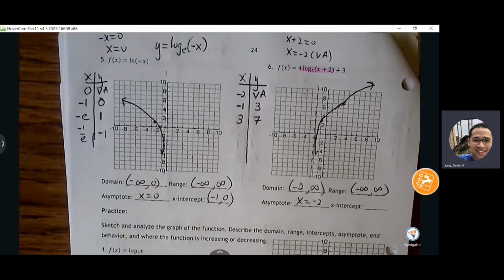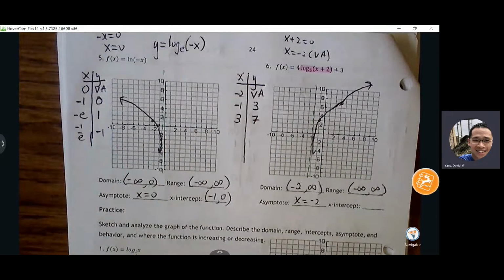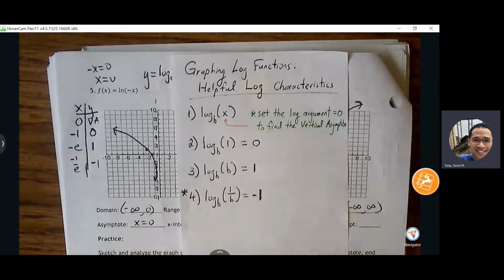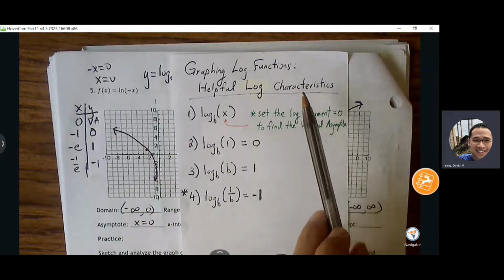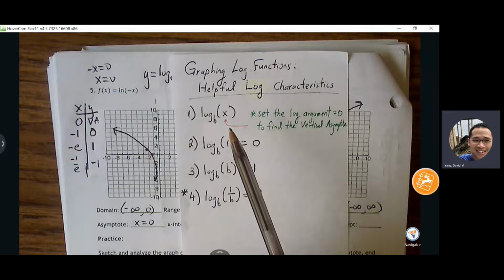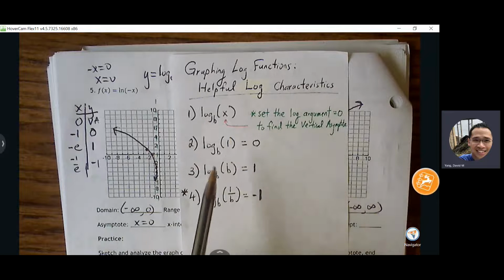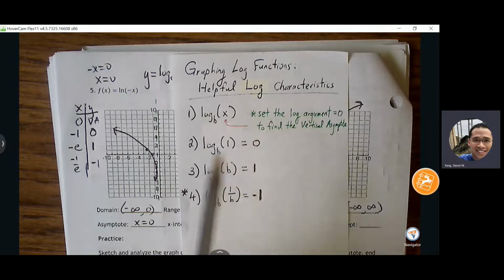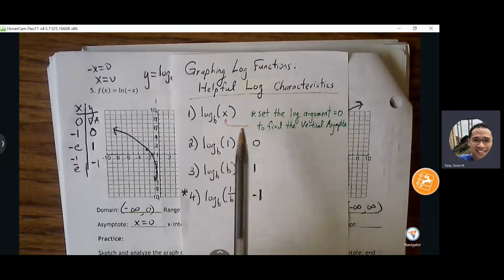Okay, so just a recap from last week. We're on page 24. We talked about how when you're graphing log functions, we want to target these helpful characteristics. So the first thing is you want to identify the argument. The argument is the portion that sits inside the parentheses of your log function. Sometimes if the parentheses is not there, you can create those parentheses so you can target what you're trying to work with.